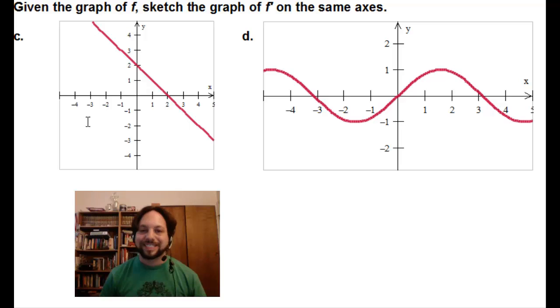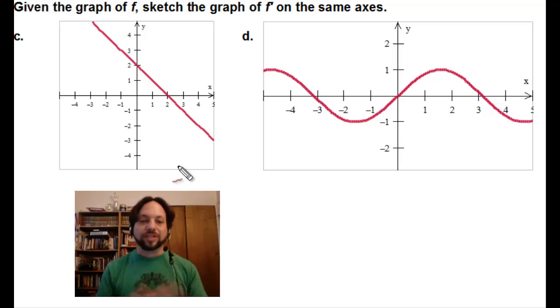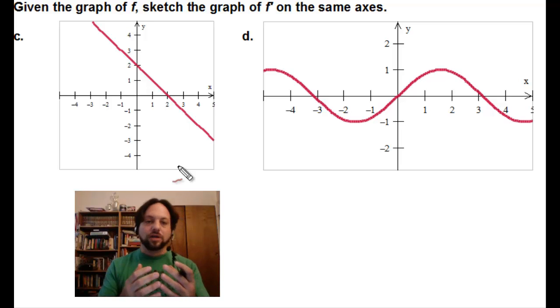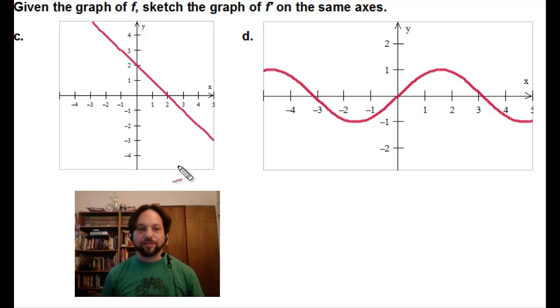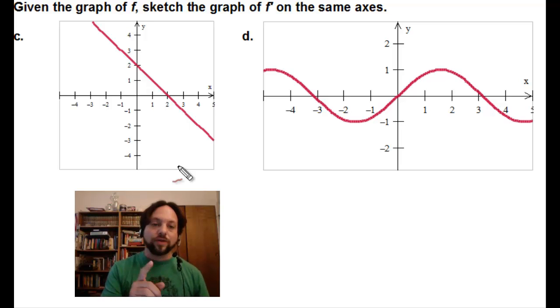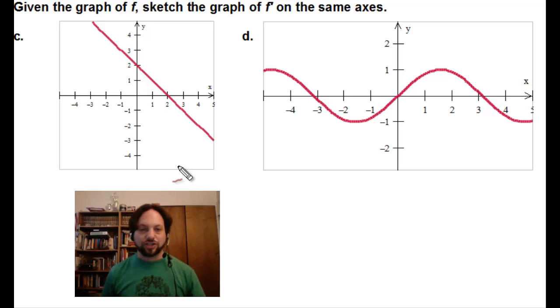In examples C and D, we aren't given the actual function, so we're not going to be able to find what the derivative functions of these are, but we can use the graph to try to sketch the graph of the derivative. If you remember, the derivative is simply the slope of a tangent line. So what we're going to do is create a graph of all the slopes of all the tangent lines across the entire function that we're given. Let's start with example C.